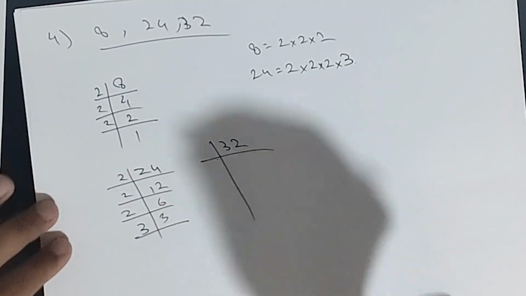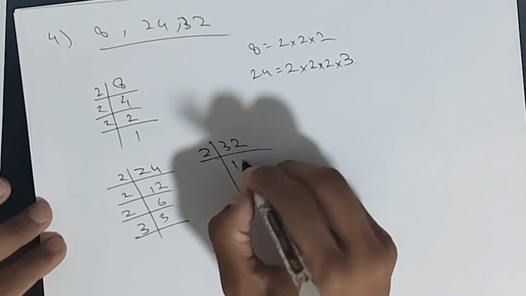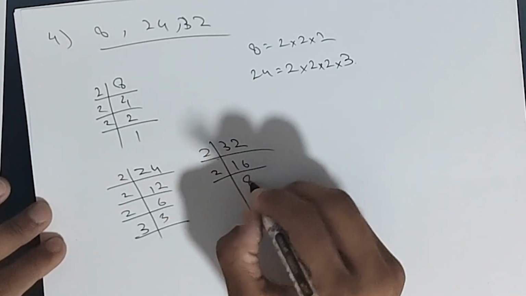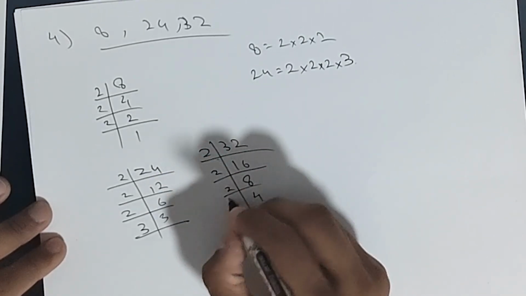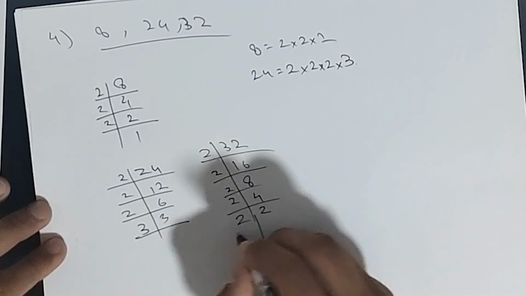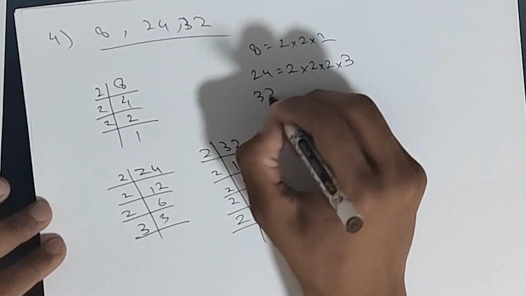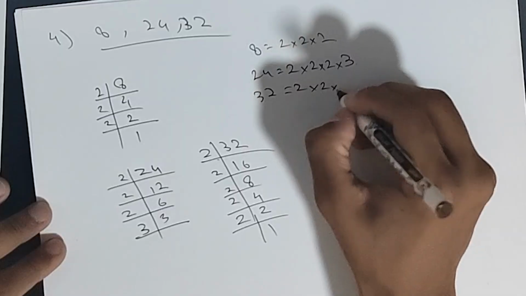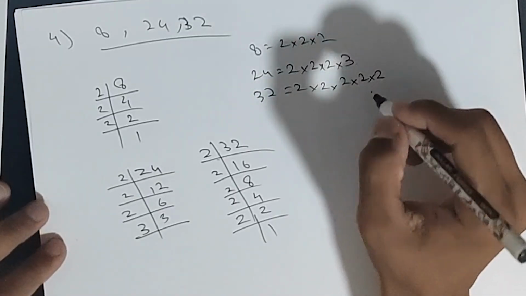Okay, next number 32. We have that divisible by 2, that divisible by 2, that gives us 8, that gives us 4, that gives us 2, and that gives us 1. So 32 equals 2 times 2 times 2 times 2 times 2. Oh my god, it's repetitive.